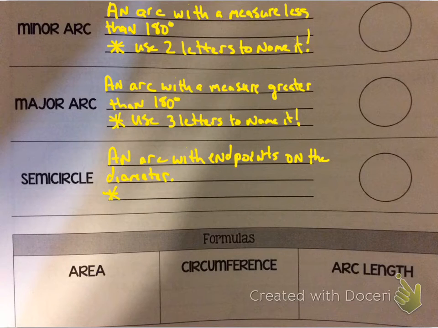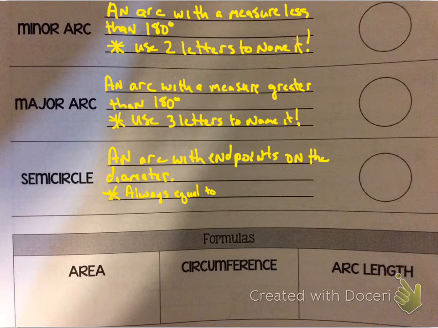So the next one is a minor arc, a major arc, and a semicircle. A minor arc is an arc with a measure less than 180. You will use 2 letters to name it. A major arc is an arc with a measure greater than 180 degrees. You'll use 3 letters to name it. And a semicircle is an arc with endpoints on the diameter, which means this one is always equal to 180 degrees.